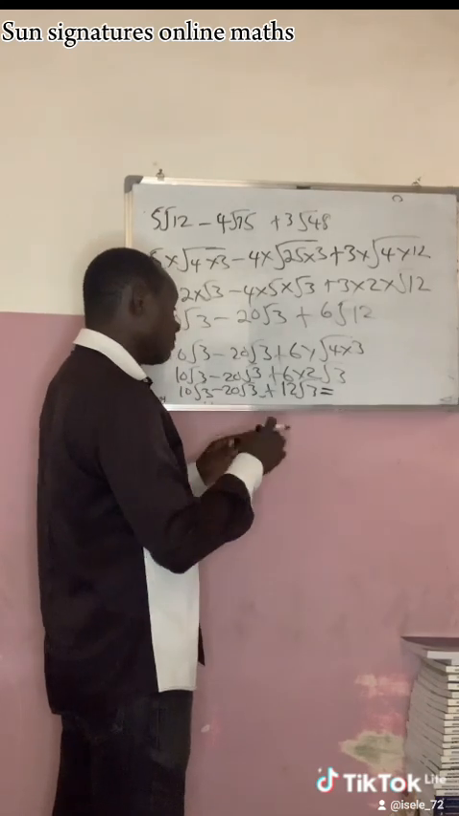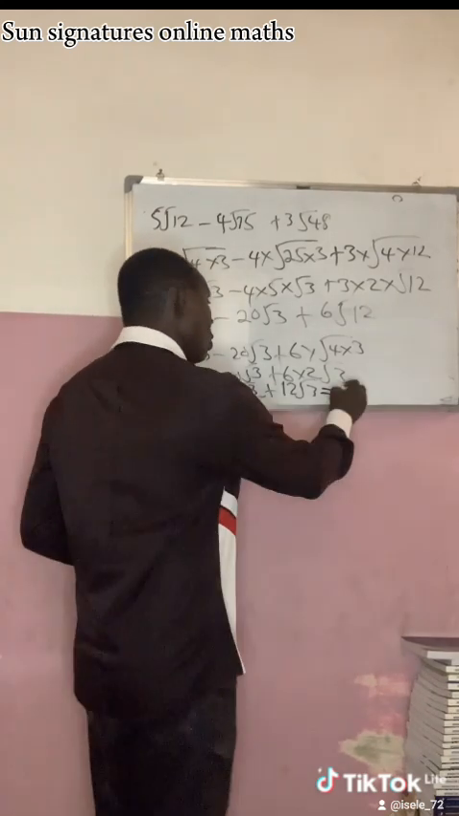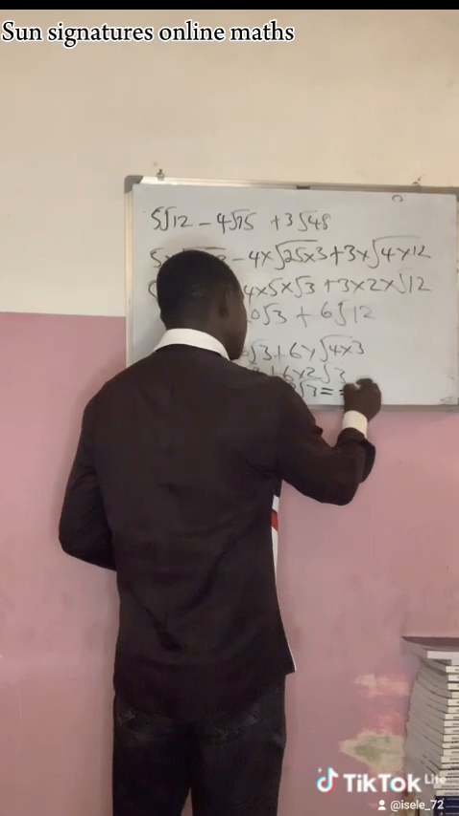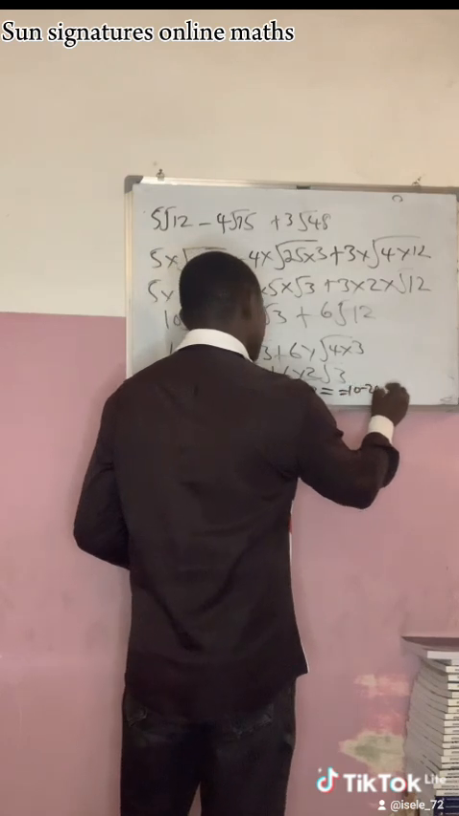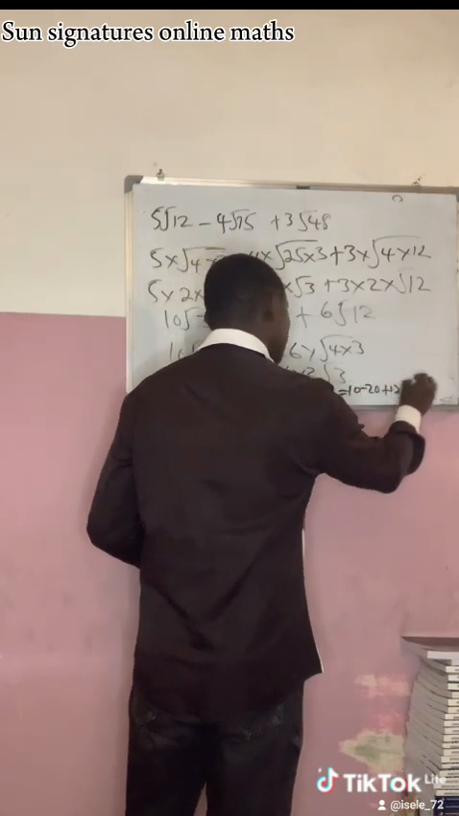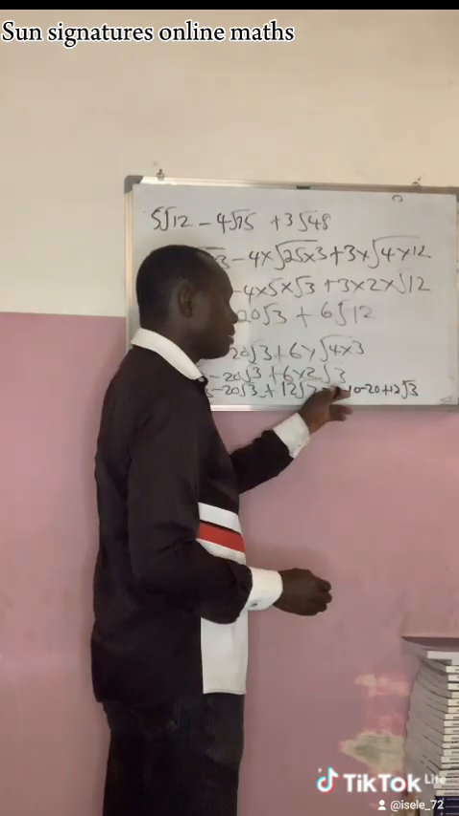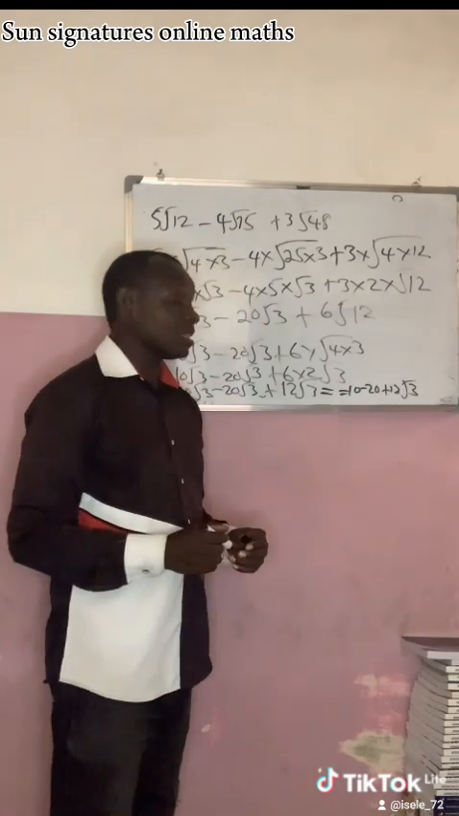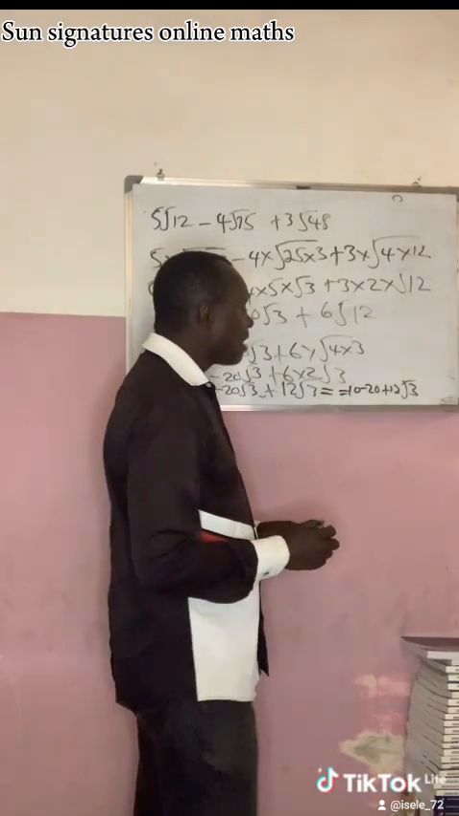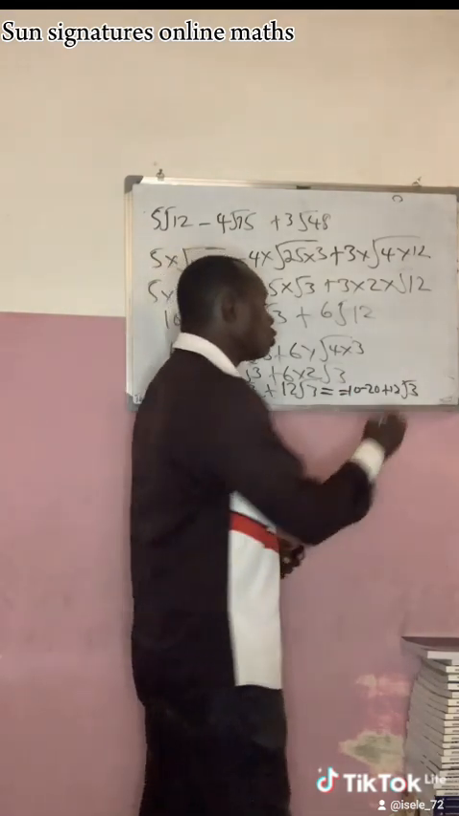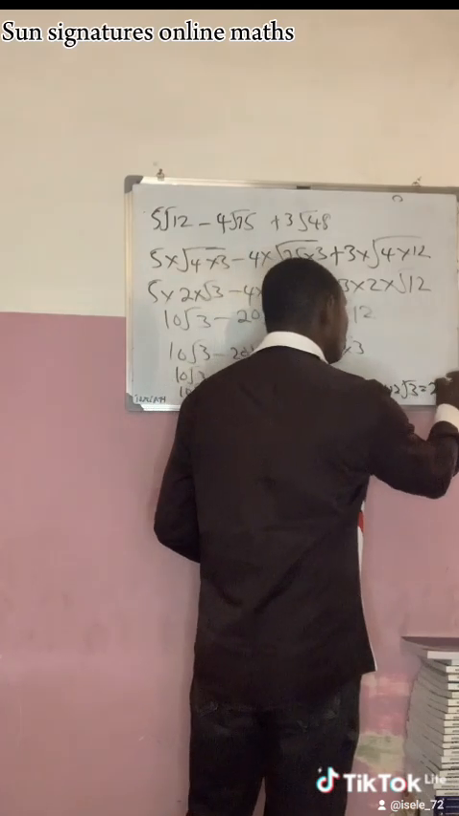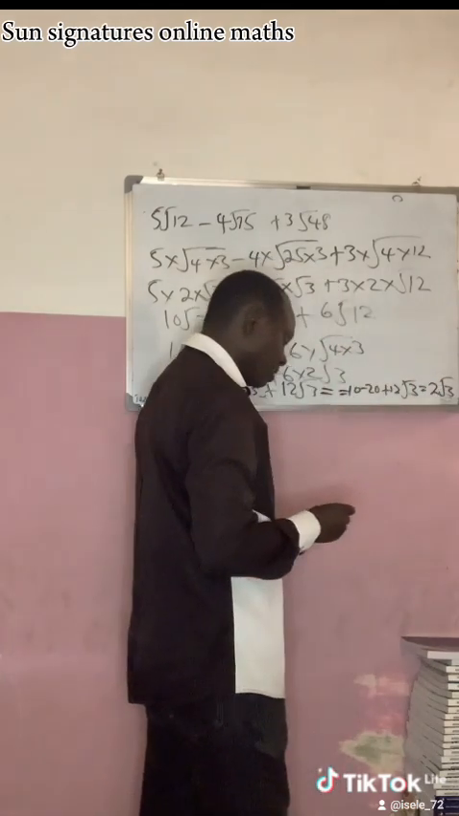The square root of 3 is a common factor, so we can factorize it out. So what we do is write 10 minus 20 plus 12 all times the square root of 3. Of course, 10 minus 20 will give you minus 10. Minus 10 plus 12, of course, will give you plus 2. So your final answer becomes 2 the square root of 3.